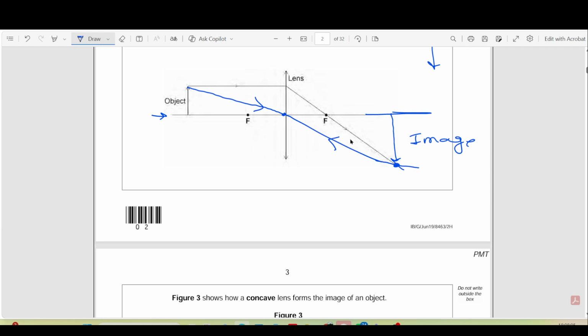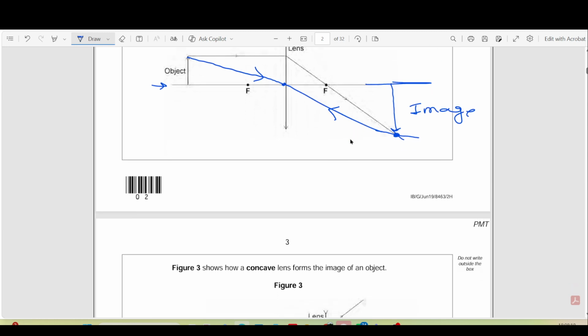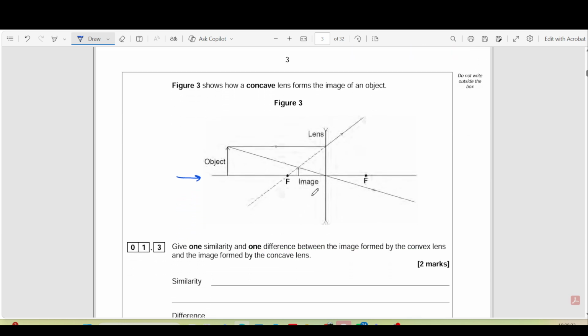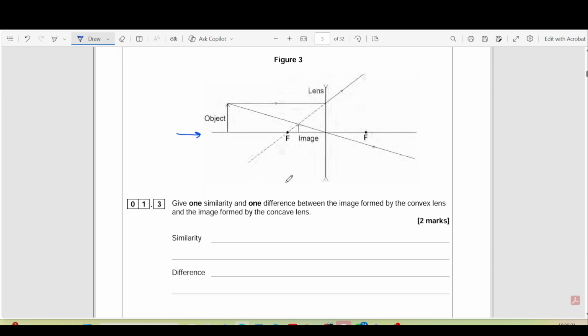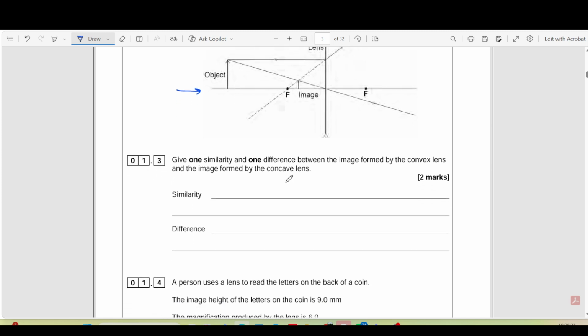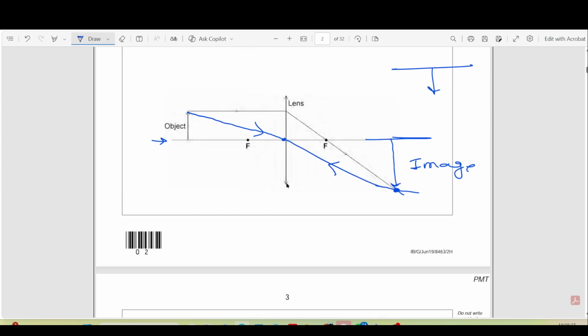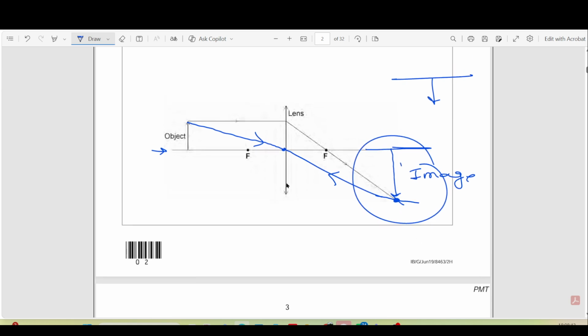So when you made it, did you use a ruler? Because in that case you will exactly know the size of the image. No. Okay. So basically in concave and convex, mainly we get a smaller image than the object. So you can write both images are smaller than the original object. Because if we pass it like this, it looks bigger, but I'm not sure if we make it using a ruler. Let me try it here.